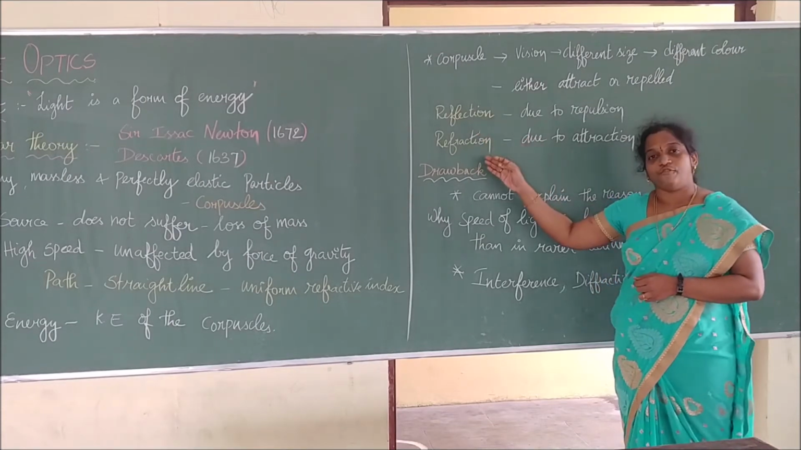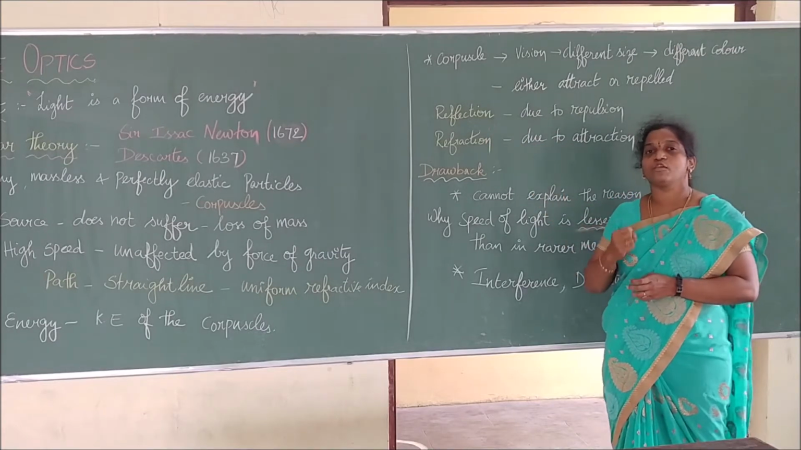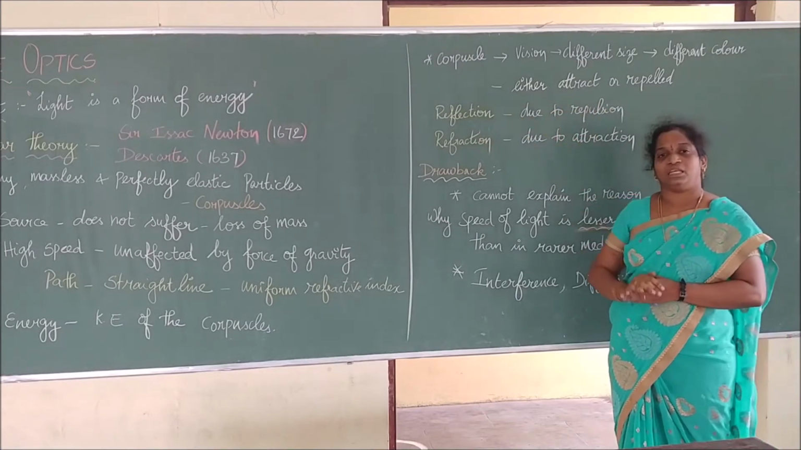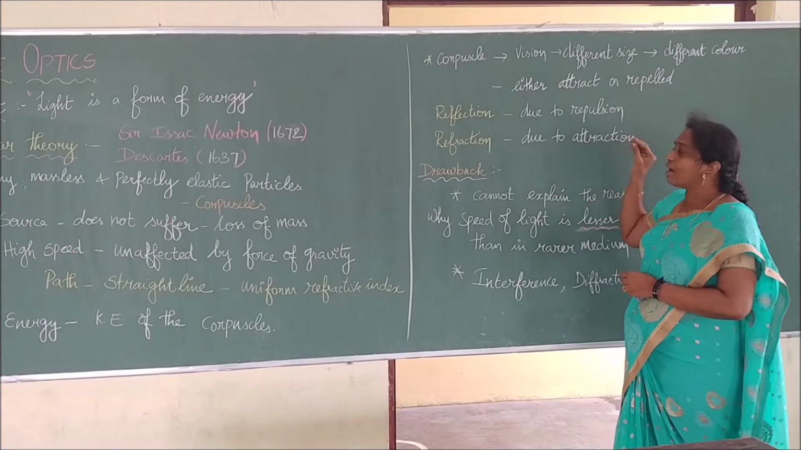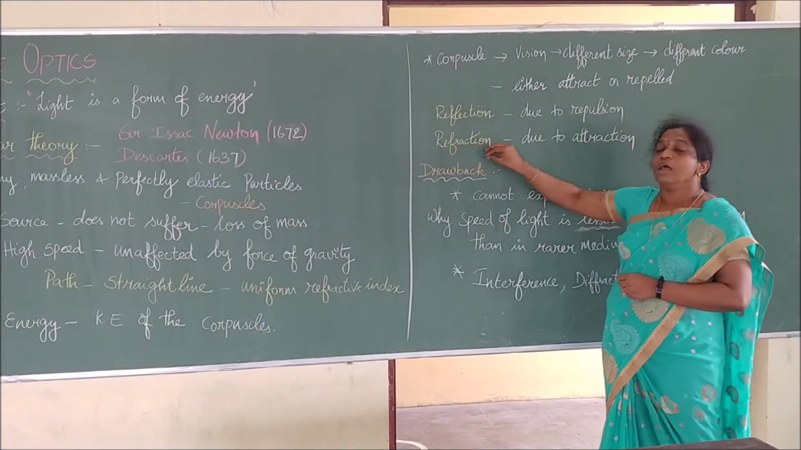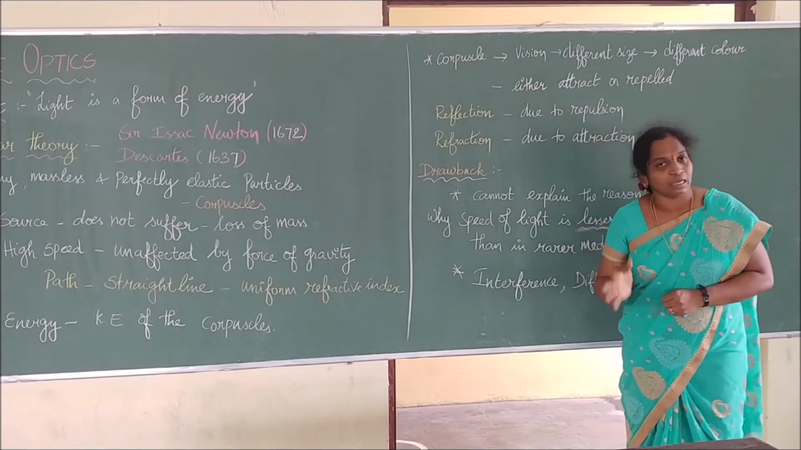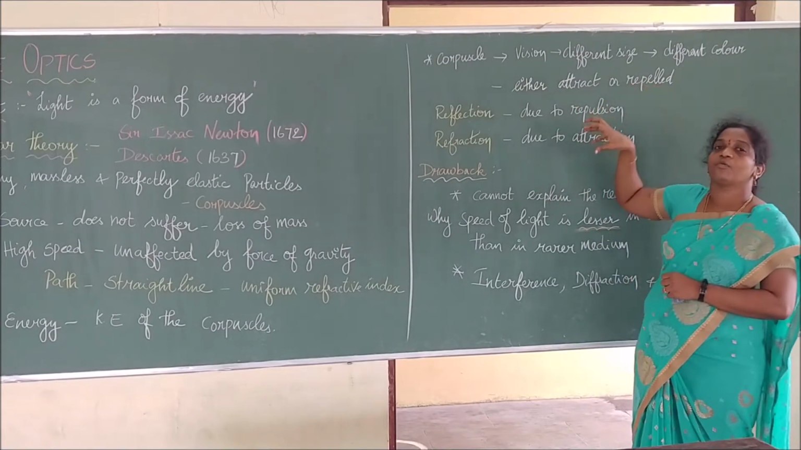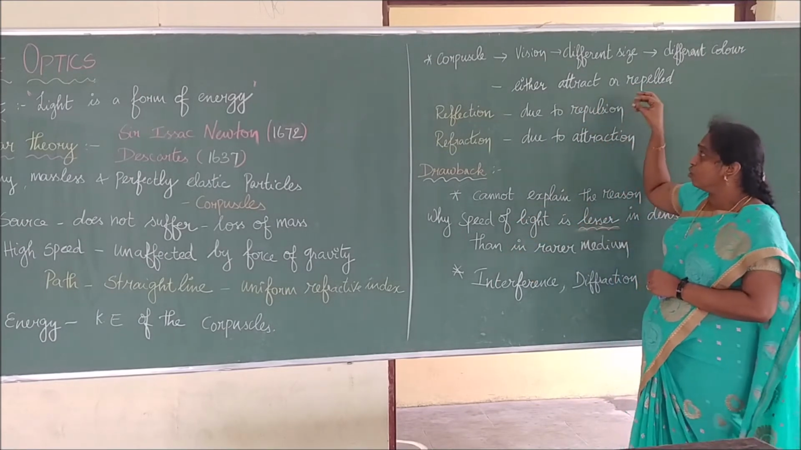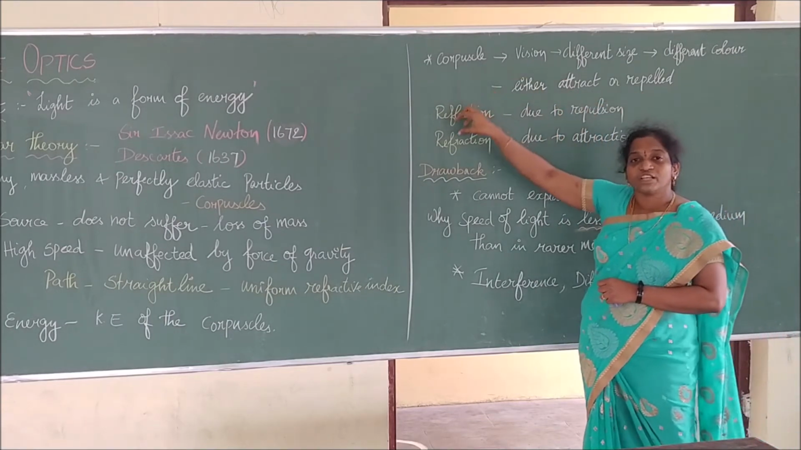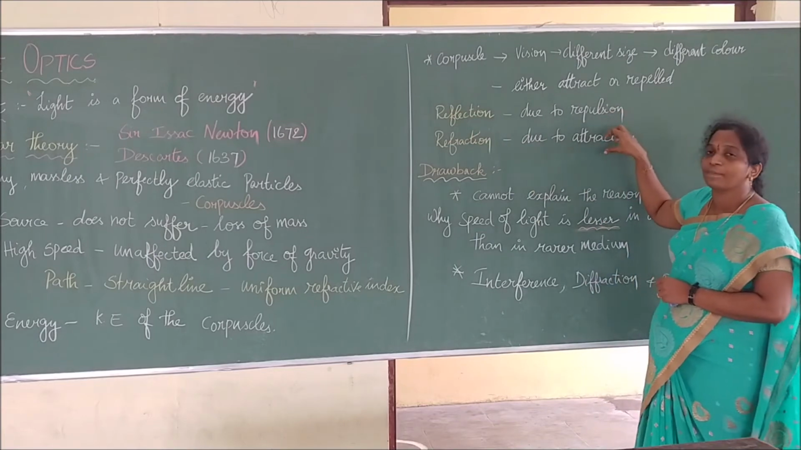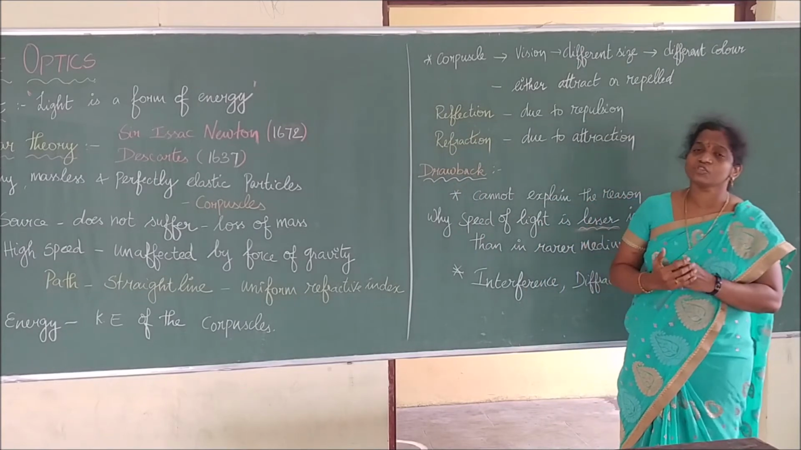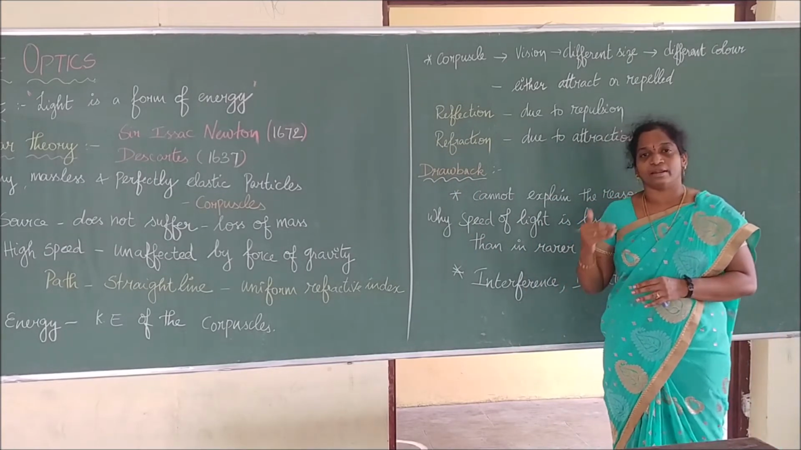So what is reflection? They are saying that reflection of light takes place when the corpuscle particles are repelled from the medium, and due to attraction of the particles, refraction of light takes place. So reflection and refraction are due to what? The attraction or repulsion properties of the corpuscle. When repulsion of the particle takes place, reflection has taken place. When attraction of the particle takes place, that phenomenon is called refraction.